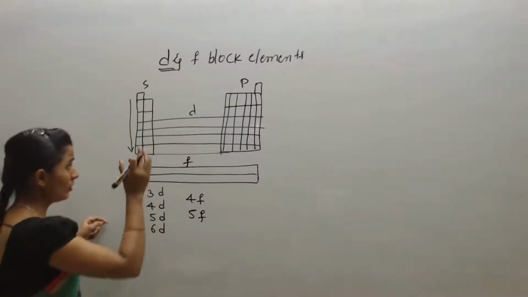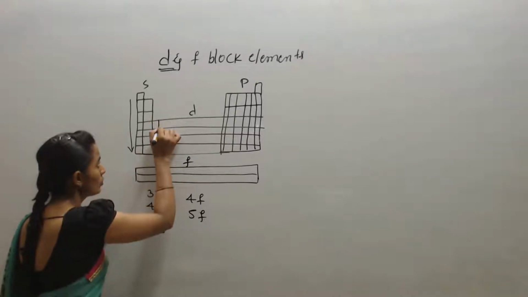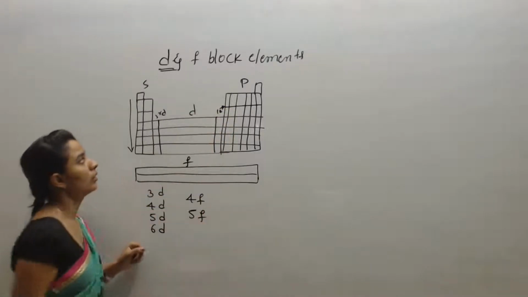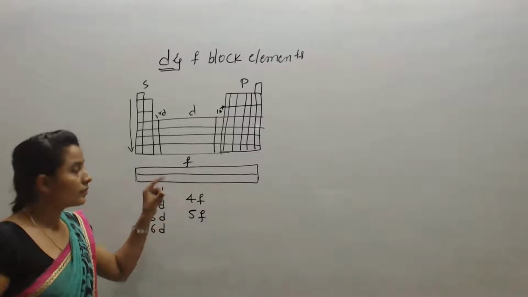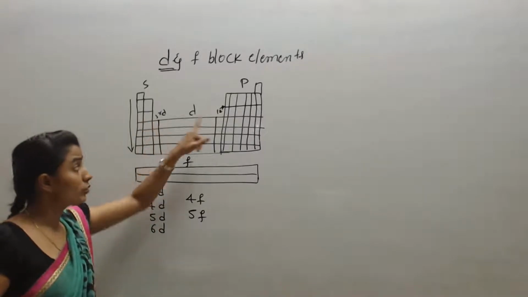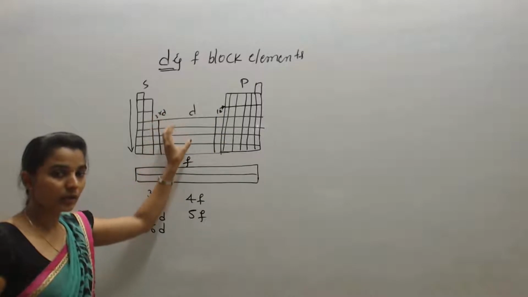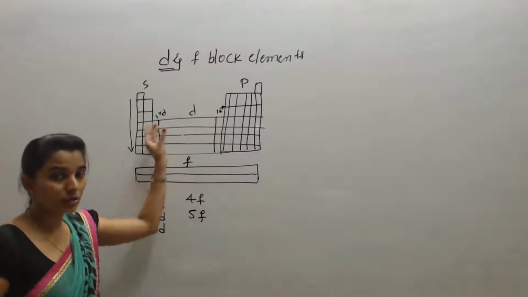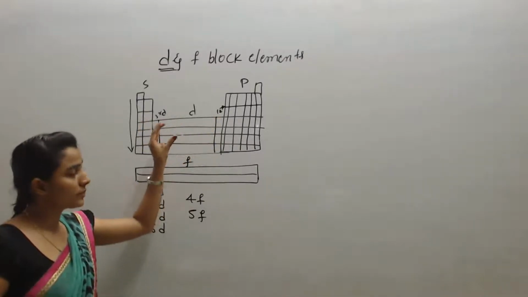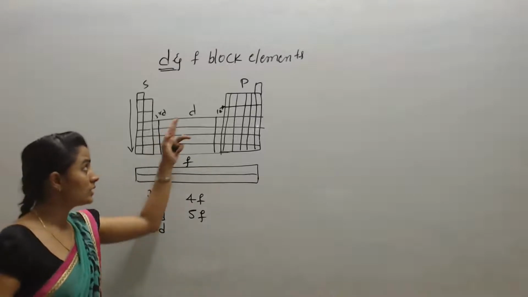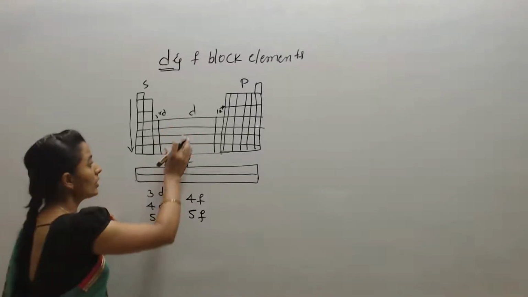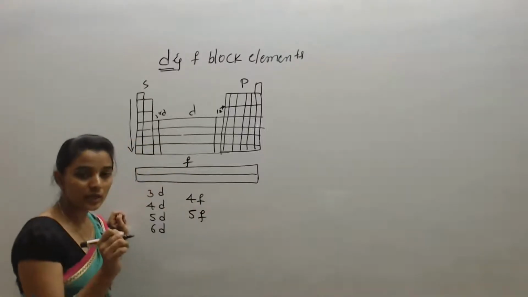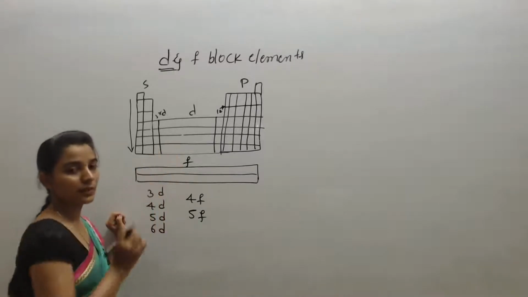Okay, so listen, the elements in this block start from the 3rd group and end at the 12th group. Along the vertical, that means the 3rd group to the 12th group, so a total of 10 columns are there. The elements present in those 10 columns are called what? D block elements. Why are they called D block elements? If we write the configuration, the last electron enters into the D subshell.